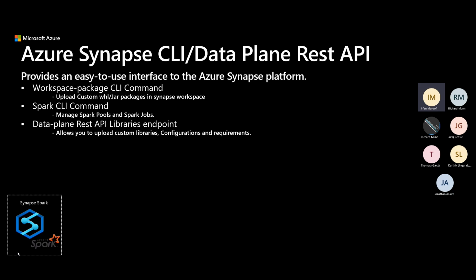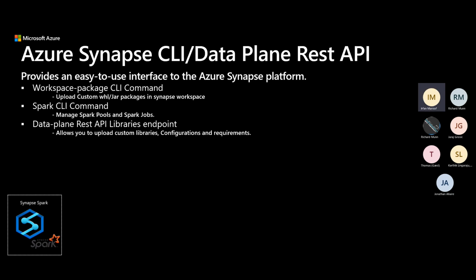So it's there. And in addition, we have this REST API for the data plane. It can also help you do the same things, like upload custom libraries, configurations, and requirements. So you can do it depending on your preference. You can use either the CLI or the REST API. I recommend using the Synapse CLI because of its ease of use, right? The code is really efficient compared to the REST API, because there you need to build all the complete responses and things that you need to send through the REST API.